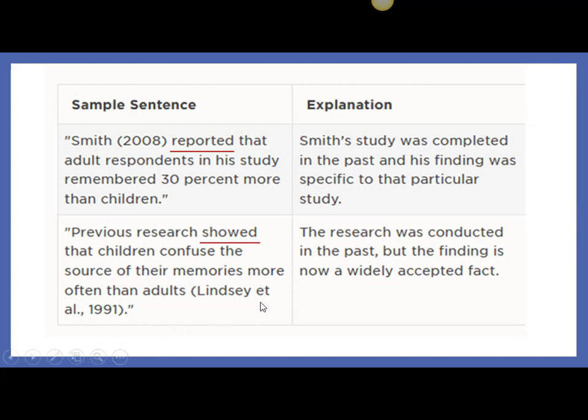Again, a reference to et al. You can only use et al. after you've listed all your authors the first time. So you have to list all the authors the first time and then you can use et al.